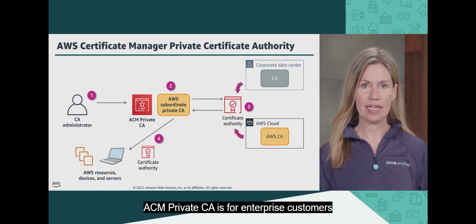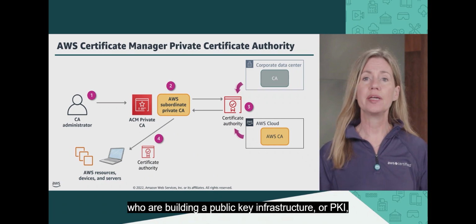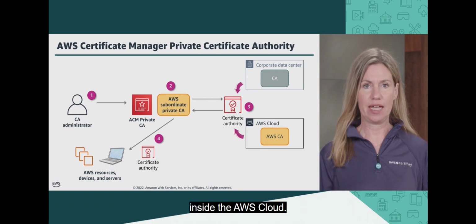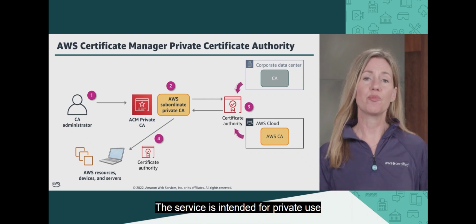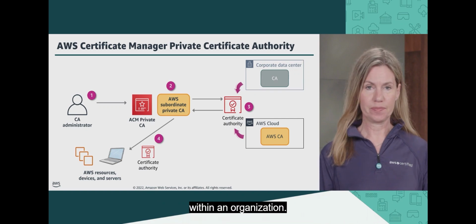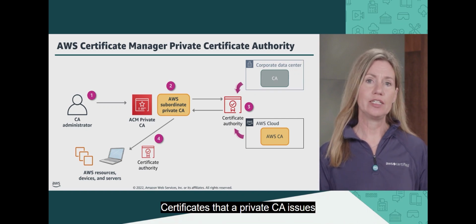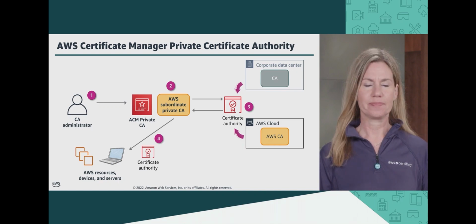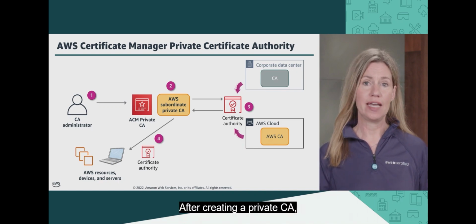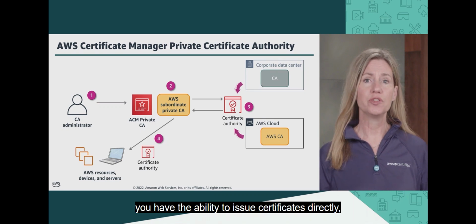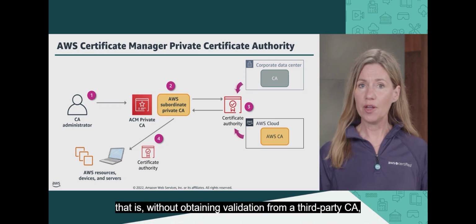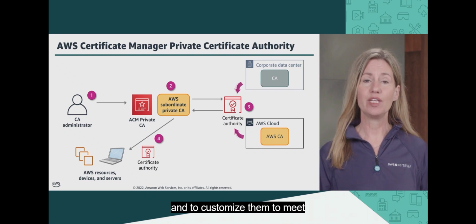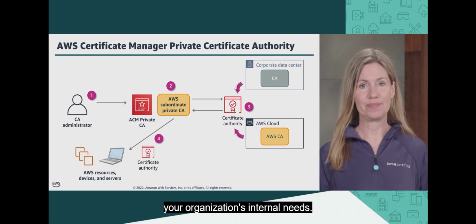ACM Private CA is for enterprise customers who are building a public key infrastructure, or PKI, inside the AWS cloud. The service is intended for private use within an organization. Certificates that a private CA issues are trusted only within your organization, not on the internet. After creating a private CA, you have the ability to issue certificates directly, that is, without obtaining validation from a third-party CA, and to customize them to meet your organization's internal needs.